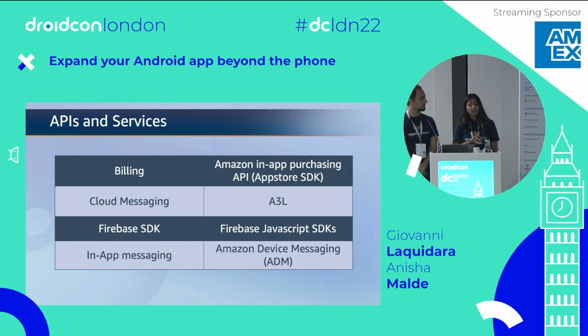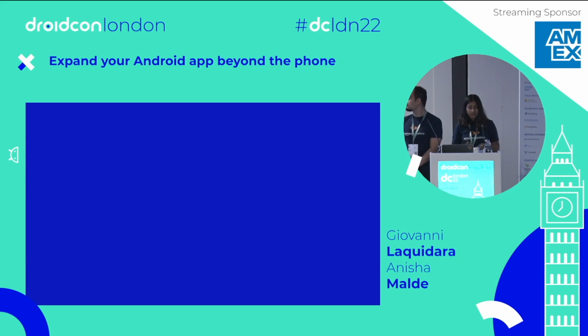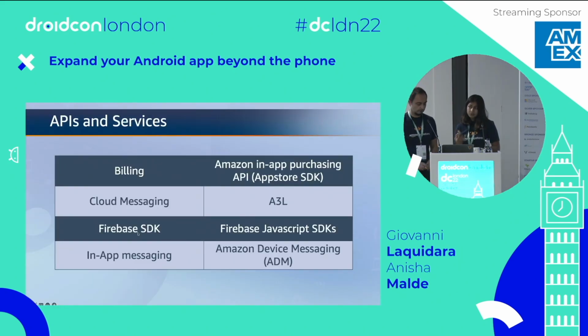library, so you can have your messaging happening through both ADM and Firebase at the same time with A3L. If you're using Firebase SDK, you can use the JavaScript SDKs. And finally, if you're not using Firebase, you can use in-app messaging and specifically our Amazon Device Messaging SDK, so ADM. So there is a full suite of equivalent services.